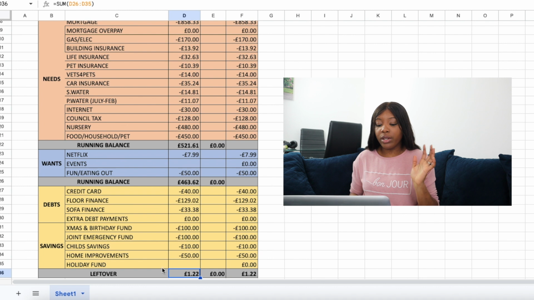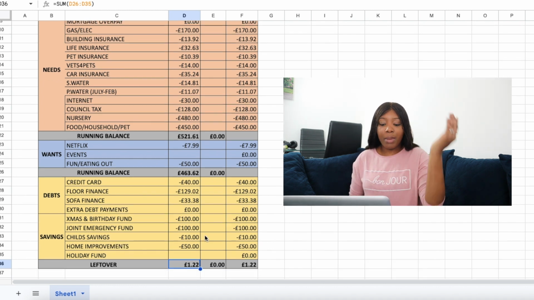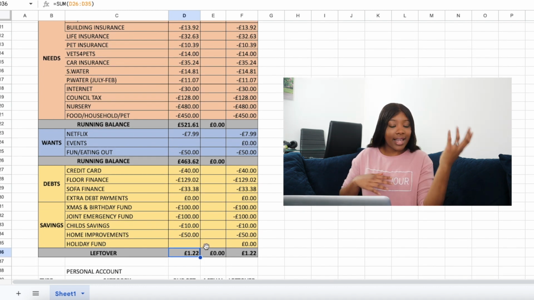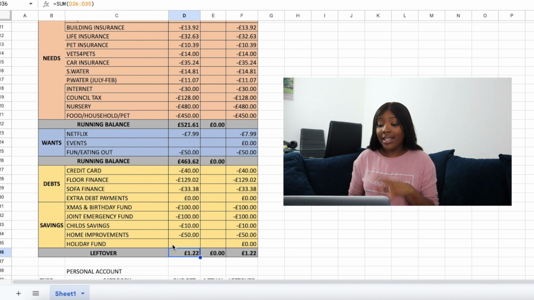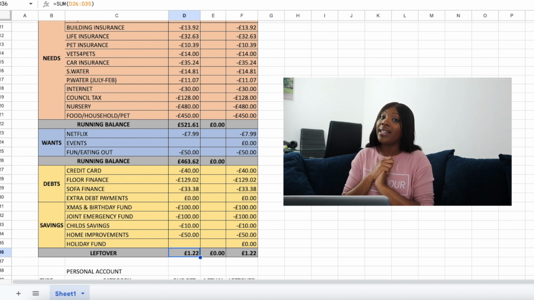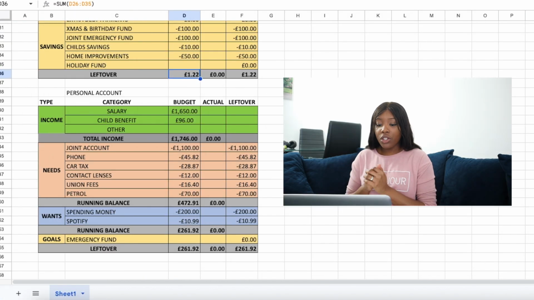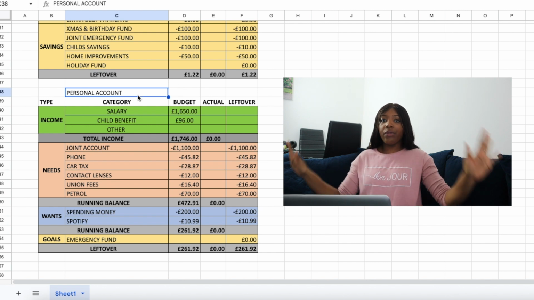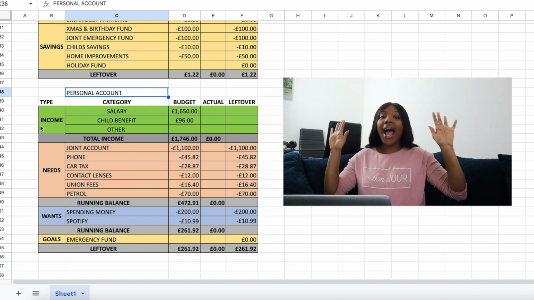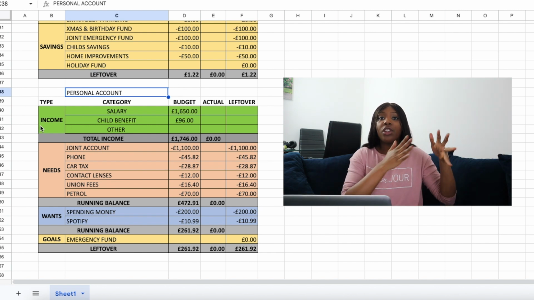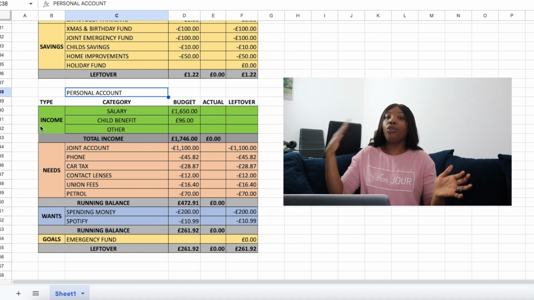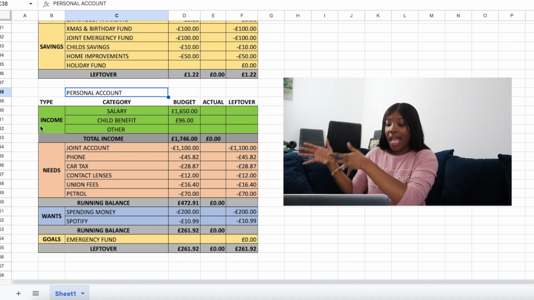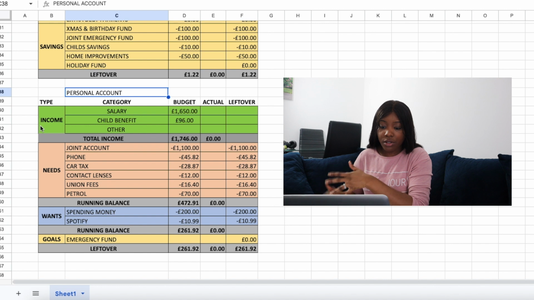And then they've obviously got some change left over after they've paid off all their bills, their wants, their debts, and their savings. So that is essentially the joint account. Let's have a look at the personal account and see what is happening there. Okay, so looking at the personal account, again, as I mentioned, I think what's typically happening here is they both get paid their salaries, and then they will put a certain amount into their joint account, and then the rest of the money is theirs to spend on their personal account.